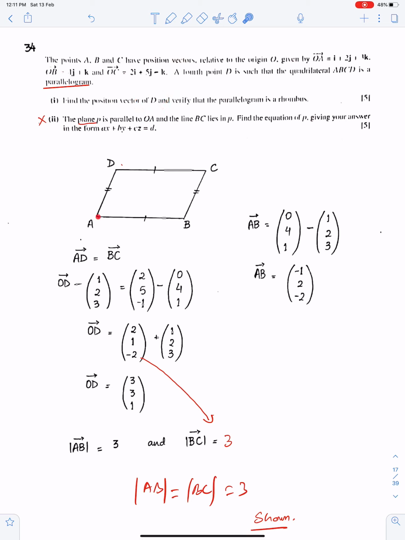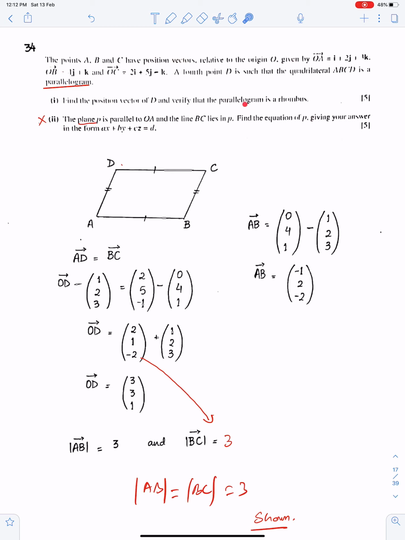This is so simple. Make a rough sketch. So, AD is equal to BC. These two vectors are equal. So, with the help of this equation, we can get OD. OD minus OA, and BC is OC minus OB. This is OD. And this question is not in the syllabus.